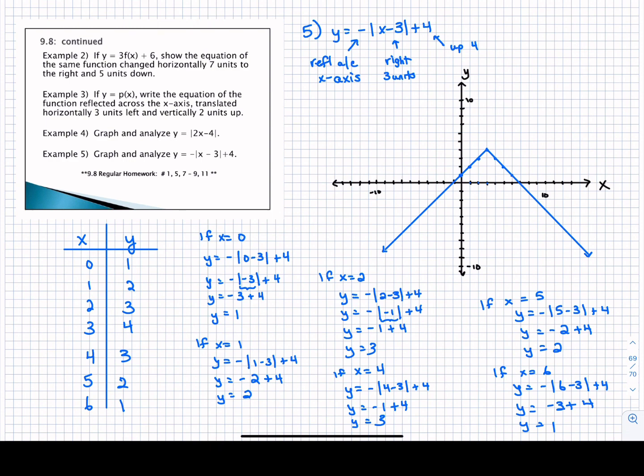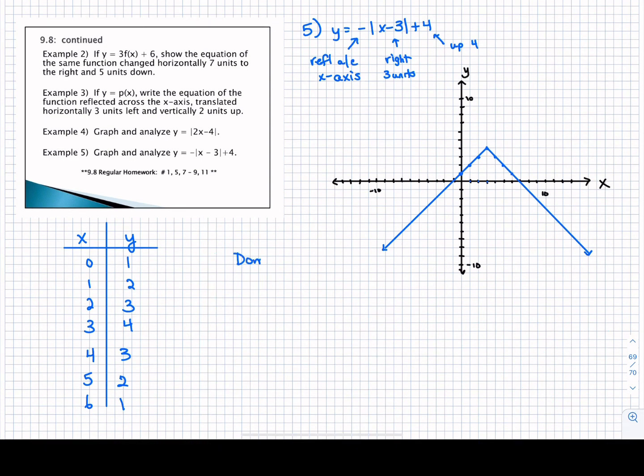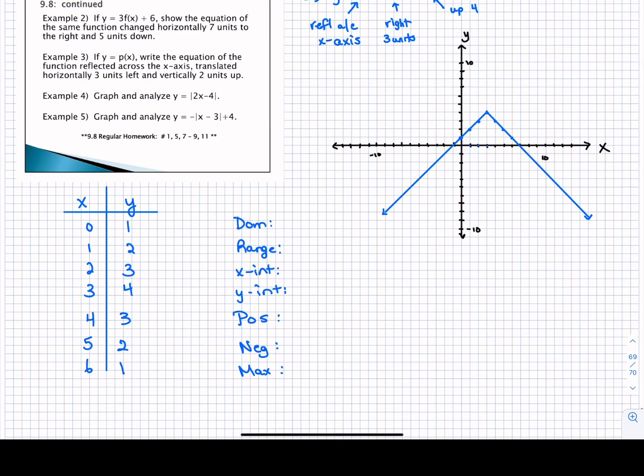So for analysis, again, we want domain, we want range, we want x-intercepts, we'll ask for y-intercepts, we'll say where's the graph positive, where's the graph negative, and do we have a maximum or do we have a minimum? So high points and low points.